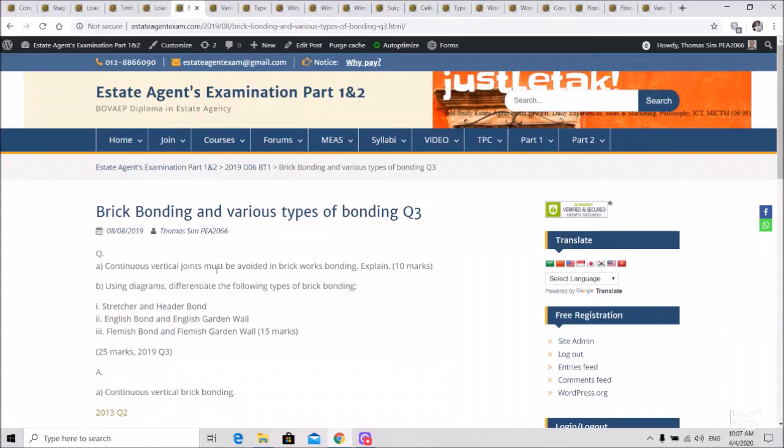Continuous vertical joints must be avoided in brickwork bonding. So part A, explain. Part B, using diagram, differentiate the following types of brick bonding: stretcher, header bond, English garden bond, Flemish bond, and Flemish garden bond. As you can see, part B is 15 marks, and part A, continuous vertical joint, is 10 marks.